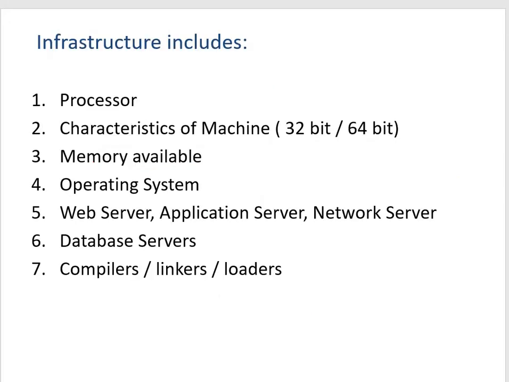So my infrastructure includes my processor, the kind of machine I have, whether 32-bit or 64-bit, the memory available, the operating system, my web server, application server or network server, the database servers or the compilers, linkers, loaders and whatnot.